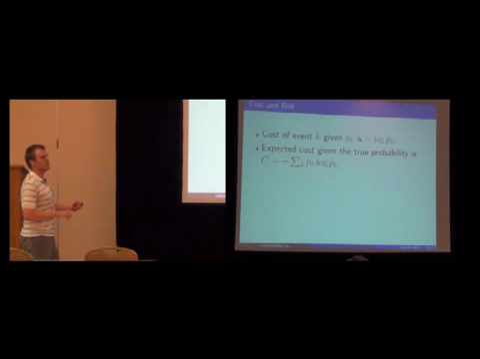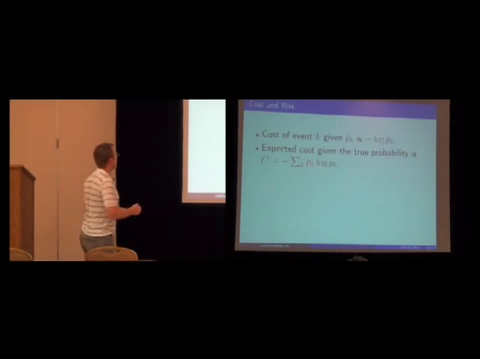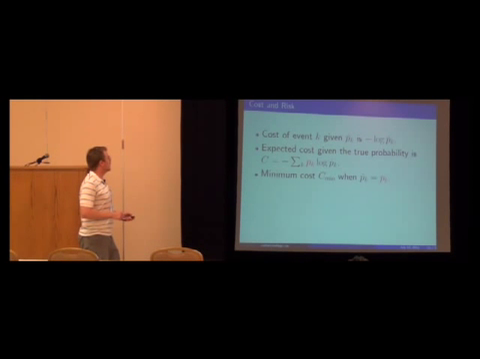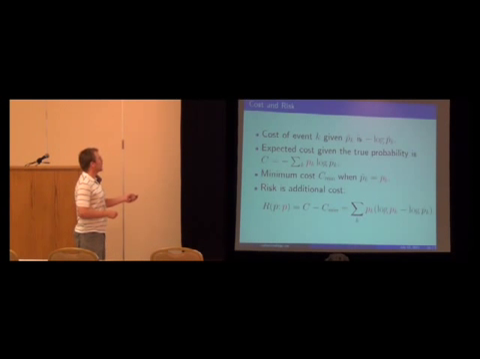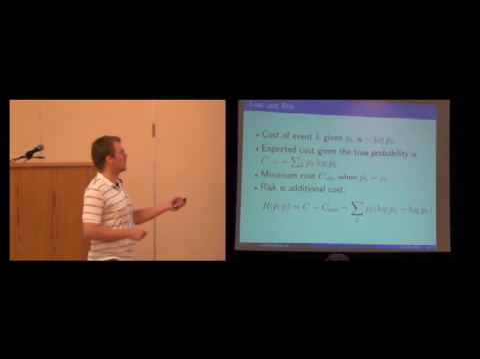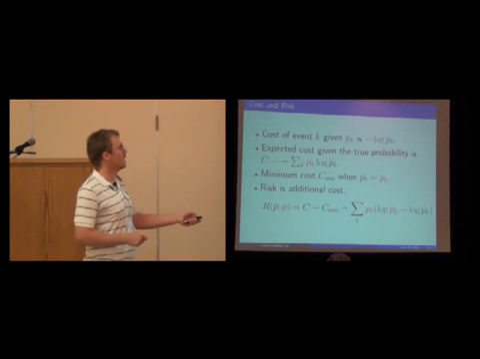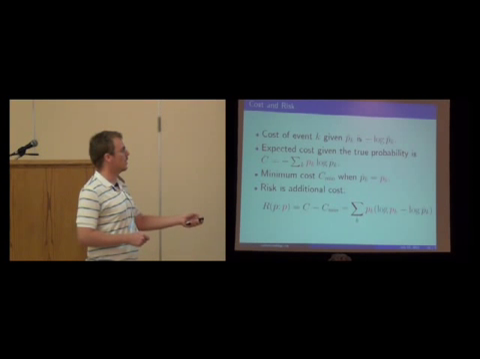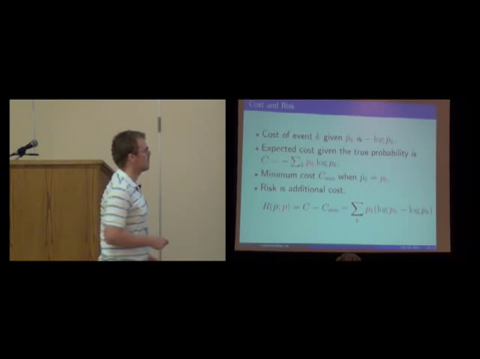Okay. So let's suppose there are some true probabilities. Then the expected cost is the average of the code word lengths that I assign. And so there's some minimum cost, which is clearly achieved when I estimate my probabilities to be the true probabilities. So there's some cost that's unavoidable because there's some inherent randomness in these true probabilities. What I call risk is the additional cost of my estimate. So I take my actual cost and subtract the minimum cost. And this is the risk.